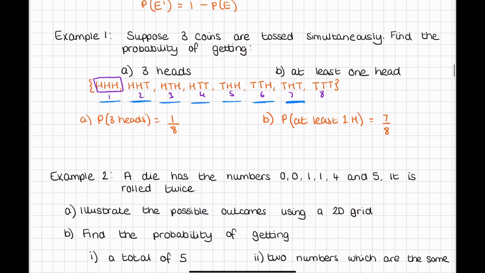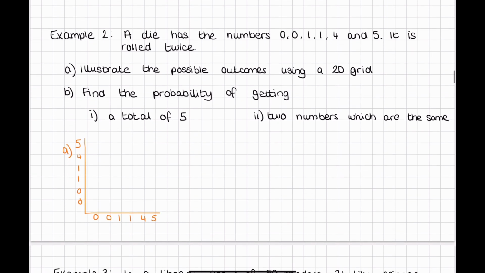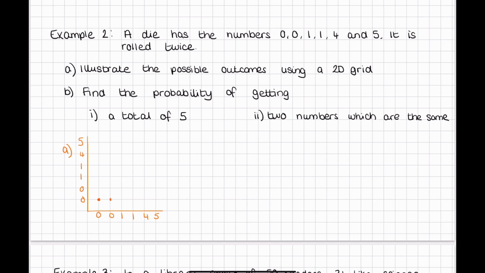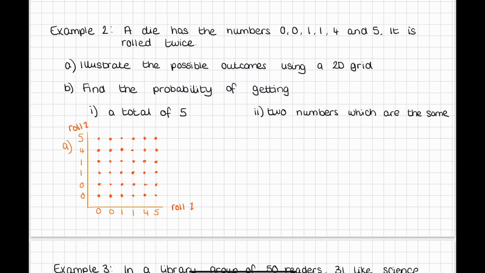Example 2. A die has the numbers 0, 0, 1, 1, 4 and 5. It is rolled twice. Illustrate the possible outcomes using a 2D grid. Find the probability of getting a total of 5 and then 2 numbers which are the same. So the first thing we're going to do is put this on a 2D grid. I've already drawn up my grid here. And we're going to put all the possible outcomes using dots, which ultimately is going to be every point on this 2D grid, because with the first roll and the second roll, the dice is the same. So that's on a 2D grid.